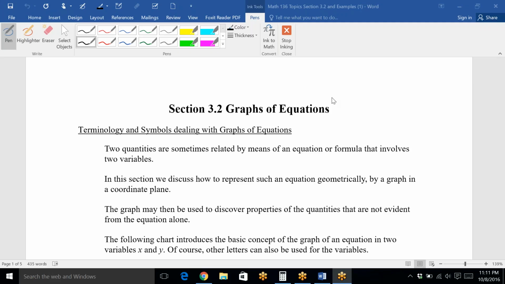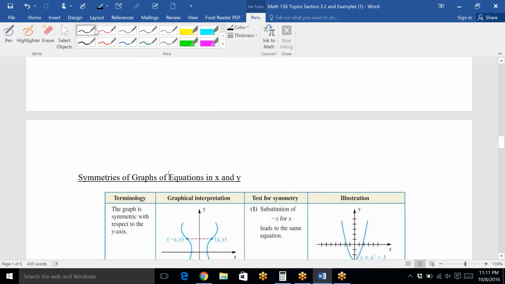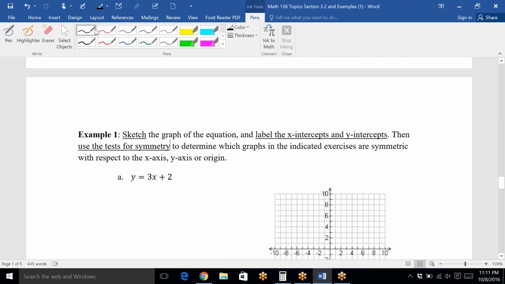Okay, this is to finish up the notes from section 3.2. We are doing some symmetry, graphing using a table of values, and the other piece was intercepts. So kind of just summarizing a few other examples we didn't get to in class. I'm going to go ahead and go down to the examples because all of the notes part we covered.